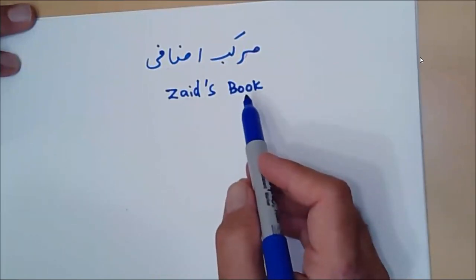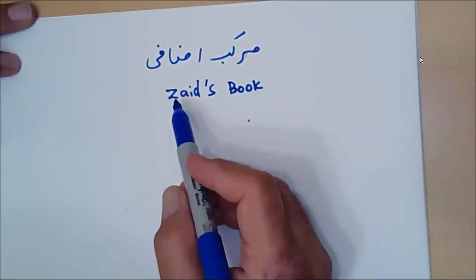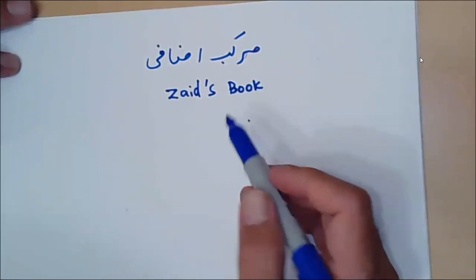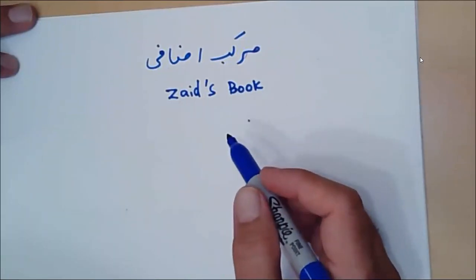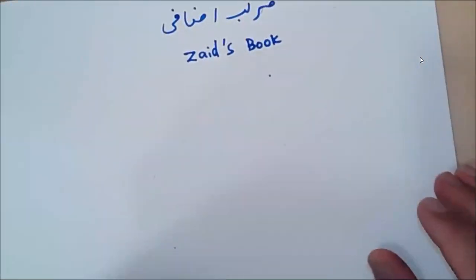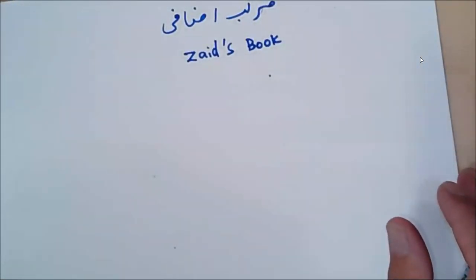When we relate a noun to another noun, that kind of combination is known as Murakkab Izafi. What is it known as? Murakkab Izafi. Okay.